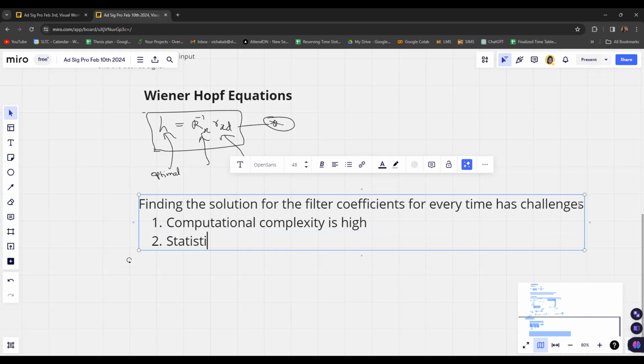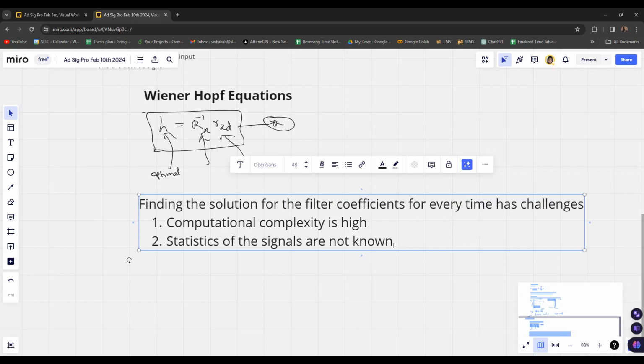Statistics of the signals are not known. Because we do not know the statistics of the signal, we cannot really determine the values of the matrix Rx and Rxd. For example, the matrices that we are considering here, which are basically Rx and Rxd. So we don't exactly know the statistics of these two matrices.